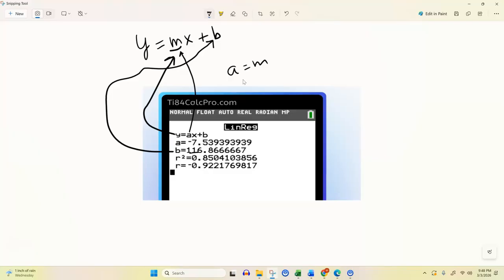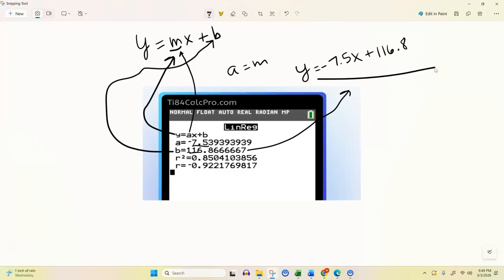So what does that mean? It means that the best fit line in this case would be, a would be the slope, so it would be y equals, I'm going to just go ahead and round this to a decimal, so negative 7.5x. And then the y-intercept is 116, so that's going to go up here. So that's going to be plus 116.8 or 9, close enough. And that is our best fit line right there. So that's the best fit line.